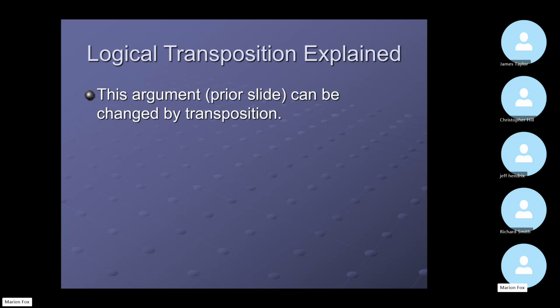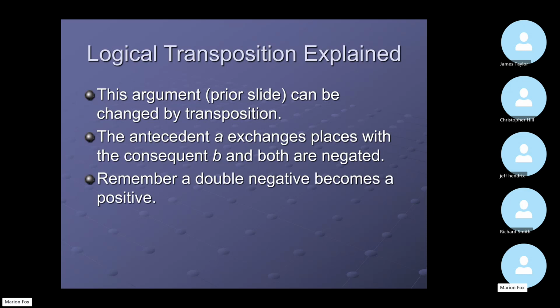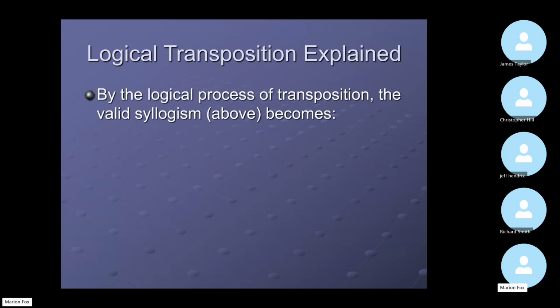This argument in the prior slide can be changed by transposition. The antecedent A exchanges places with consequent B, and both are negated. That's the rule. That's transposition. And we showed in the logic class that, in fact, this is done in the scriptures. So this logical principle is a scriptural principle that was applied at some points in the scriptures. A double negation becomes a positive. Minus times minus in mathematics becomes positive, and minus and plus in mathematics is just direction.